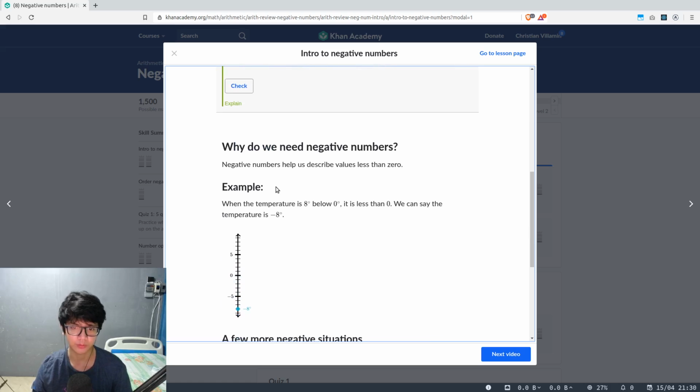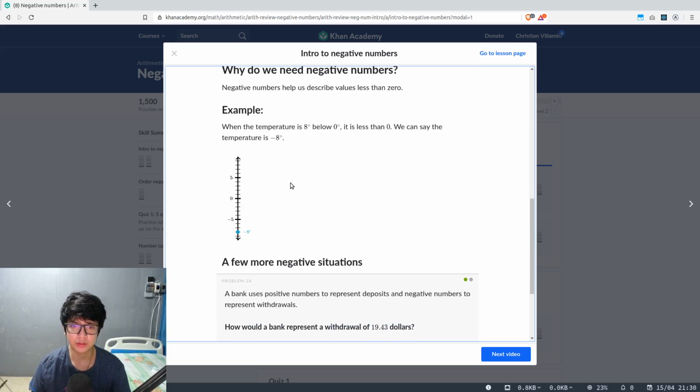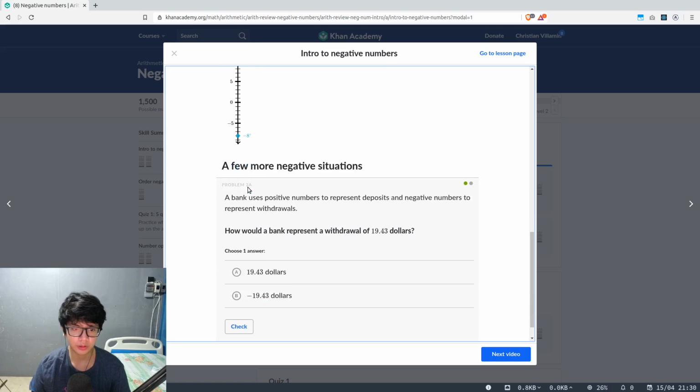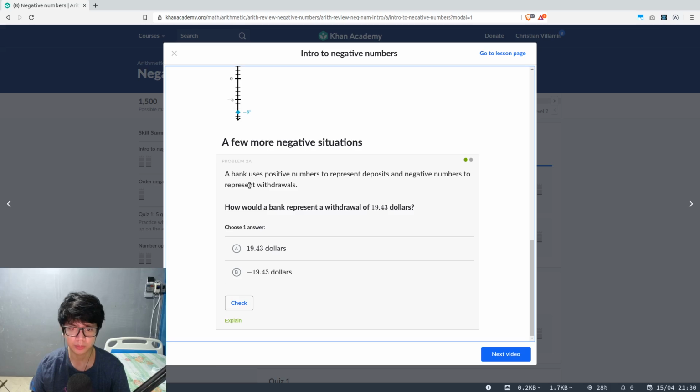Negative numbers have values less than 0. So below 8 is 8 degrees below 0 degrees. It is less than 0. We can say that temperature is -8. A few more negative situations. A bank is positive numbers represent others, negative numbers represent withdrawals. How would a bank represent a withdrawal of 19.43?